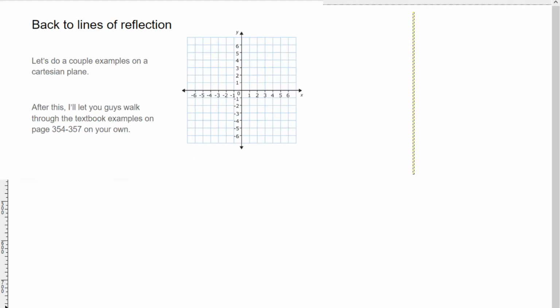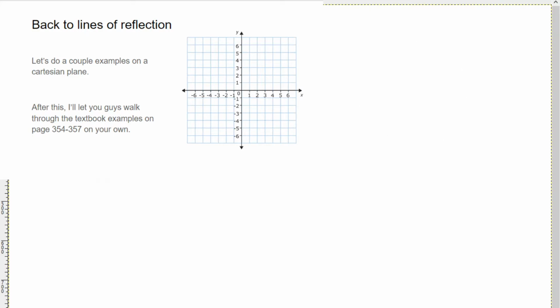So let's do a couple examples on a Cartesian plane. And after this, I'll let you guys walk through the textbook examples on page, I think it's 354, 357, on your own. And I want you guys to work through those using graph paper, because especially example number 2 is really, really good. It's a type of question that you might not be expecting, but it gave me a moment of pause. So I think I want you guys to check that one out.